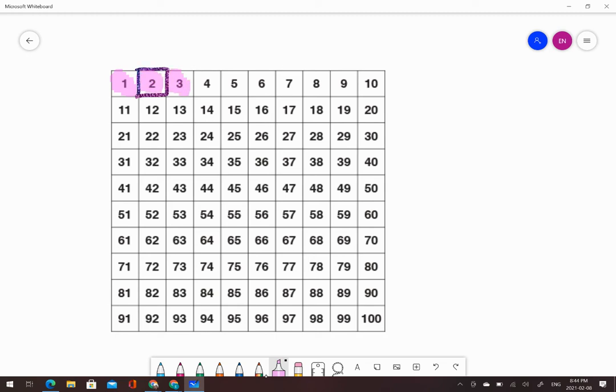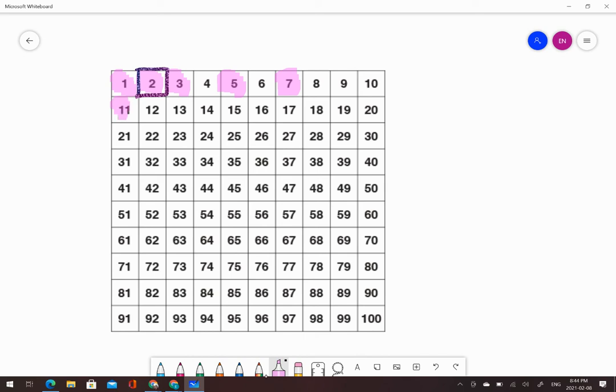3 is a prime number. 5 is a prime number. 7 is a prime number. Now, even though 9 is an odd number, it's a composite number because it can be divided by 1, by 9, or by 3. So I have 3 or more factors. Every other even number, so 4, 6, 8, 10, 12, 14, those are all going to be composite. They can all be divided by 1 and themselves. They can be divided by 2 and by another factor.